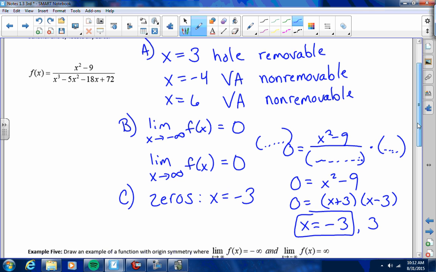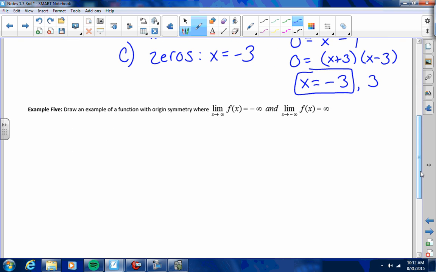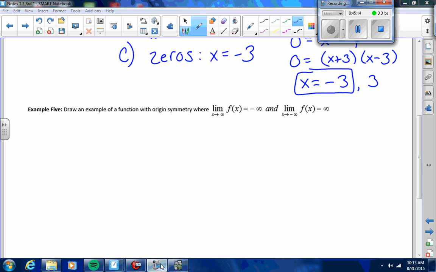Okay. Last one you're going to do on your own. You're going to get to think here. You are going to draw an example of a function with origin symmetry. Origin symmetry, so the same upside down as it is right side up with respect to the origin, where the limit as x approaches positive infinity of f of x equals negative infinity, and the limit as x approaches negative infinity of f of x equals positive infinity. So think about that one and draw a graph that you think works.